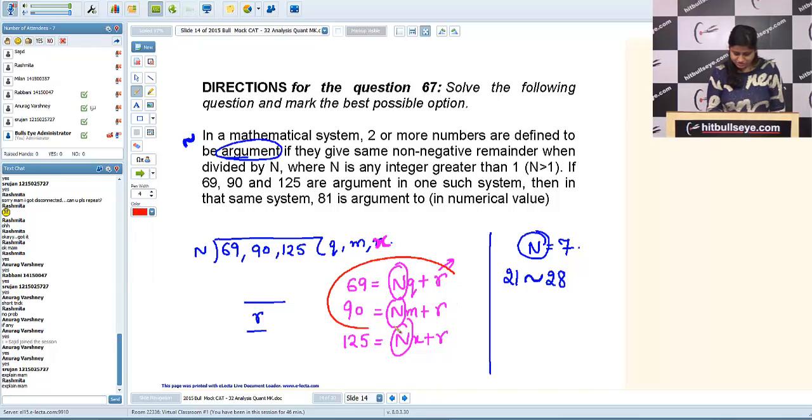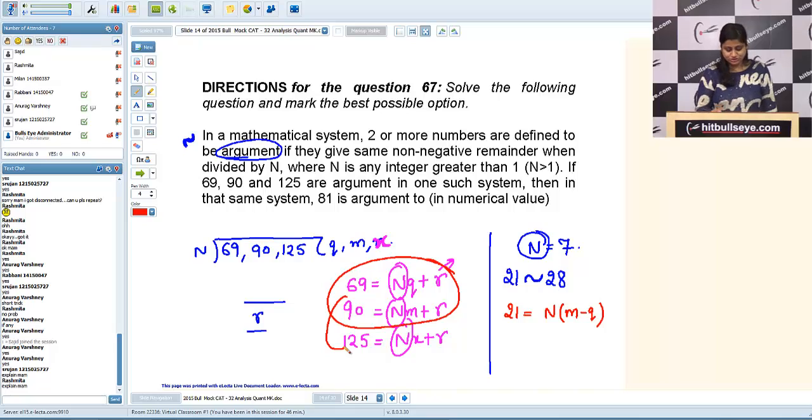If we want to eliminate this r, I'm taking the first two equations and subtracting them. If we subtract them, we will get 21 is equal to n into m minus q. Similarly, if you subtract any remaining two, you will get 35 is equal to n into x minus m. Are you getting me, guys?